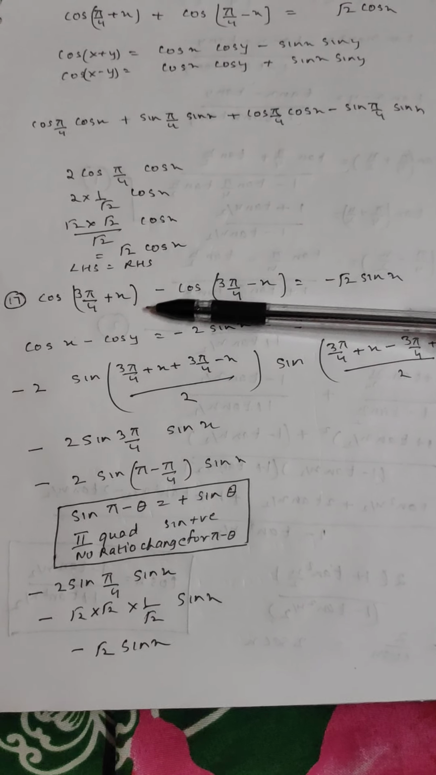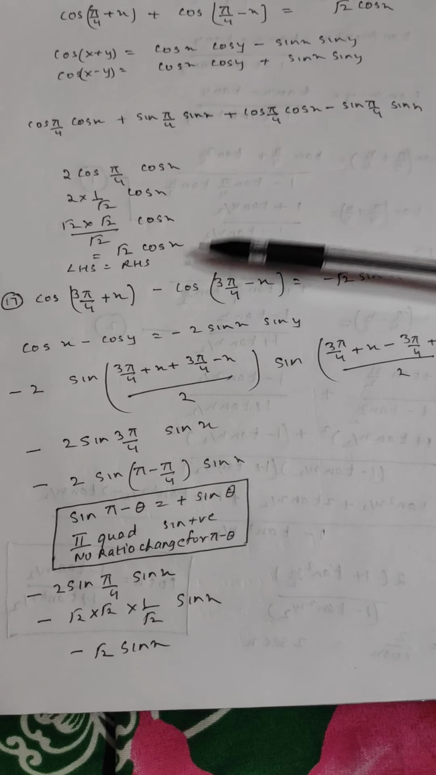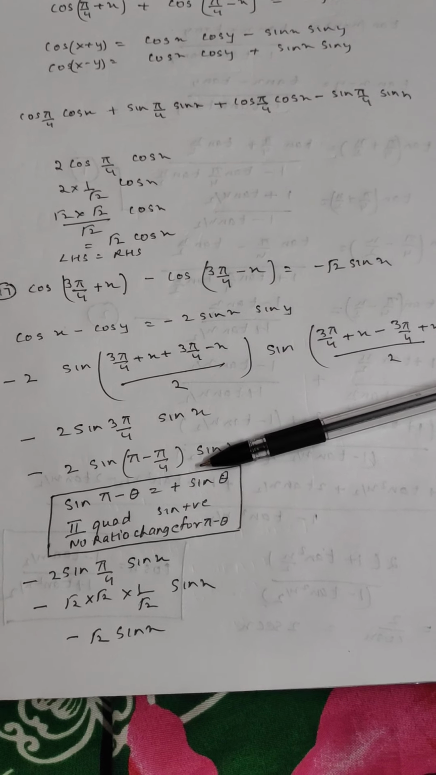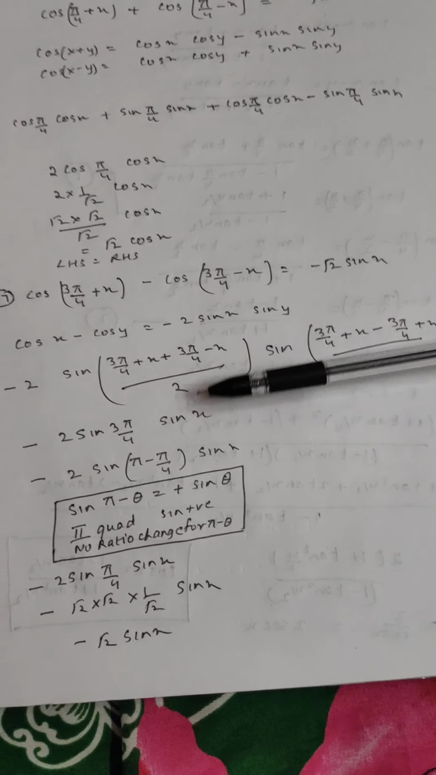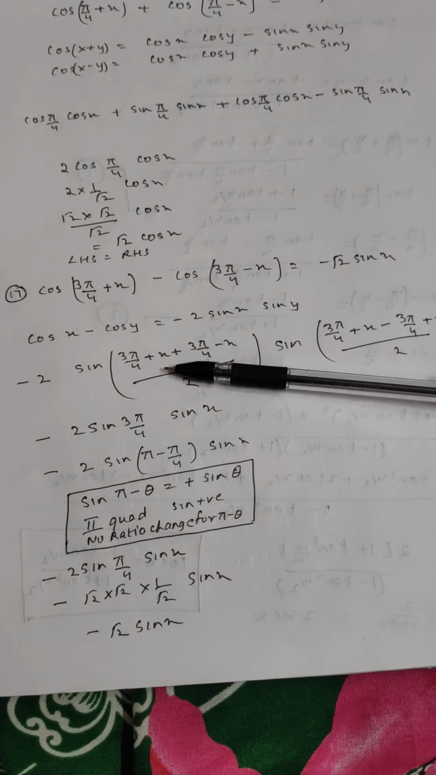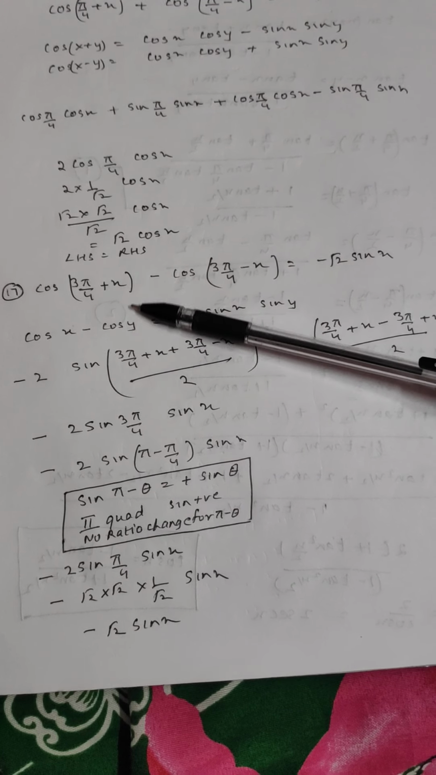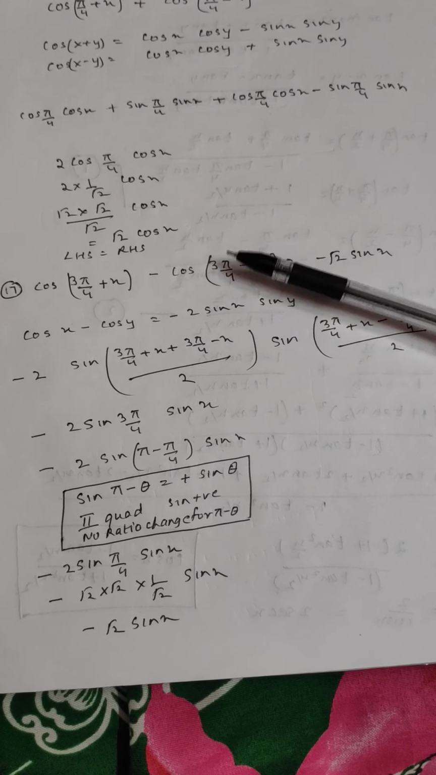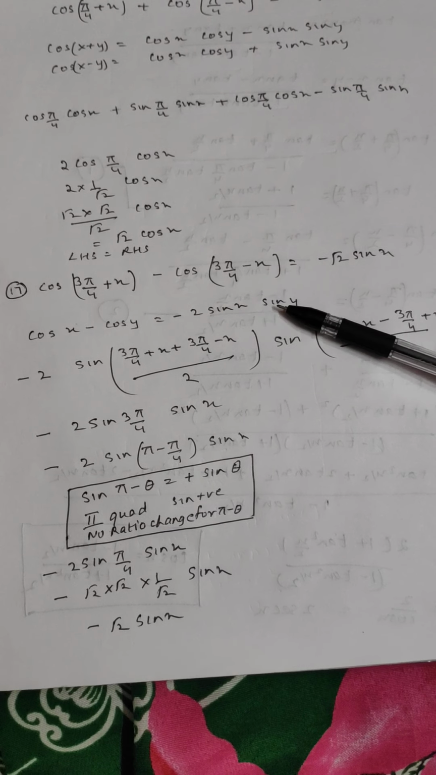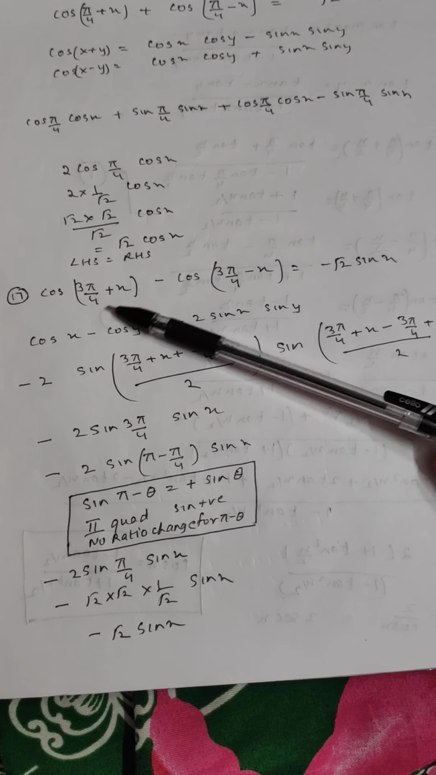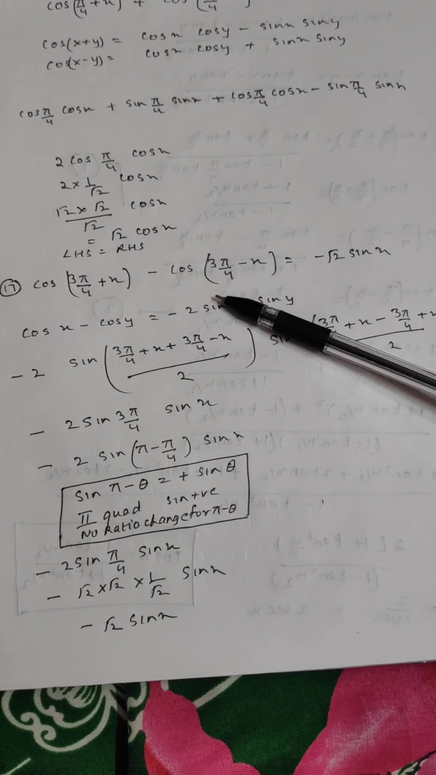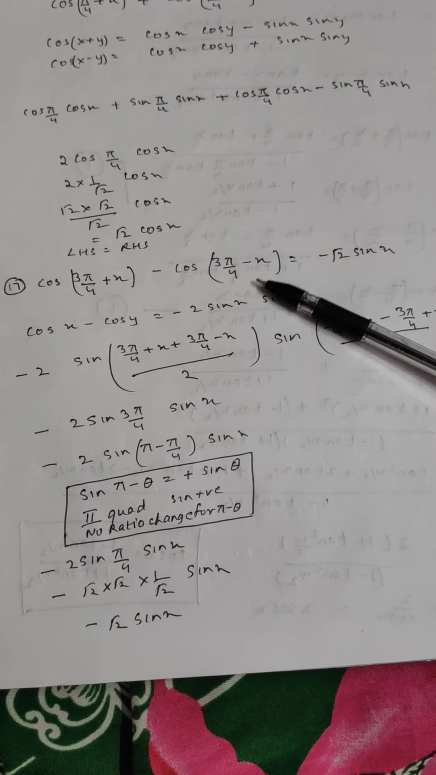See, we can use the same formula over here also. I am just telling you another method. This method is going to solve your question still faster, so you should know both types of methods. In this formula we are using cos x minus cos y. We know cos x minus cos y is equal to minus 2 sin x sin y. What we consider as x we consider as 3π/4 + x, and y we consider as 3π/4 − x.